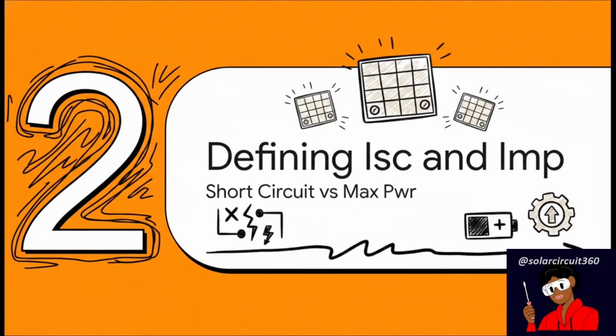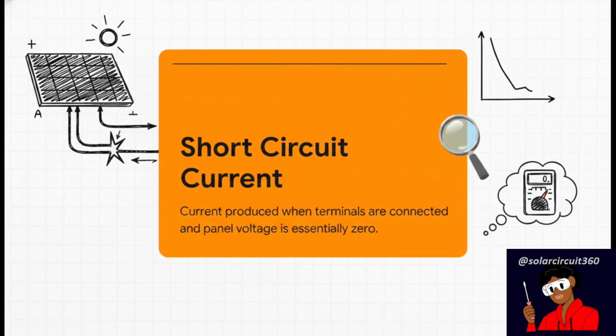Section 2. Defining ISC and IMP. Short circuit versus maximum power. First up, we have ISC, or short circuit current. This is the current produced when the positive and negative terminals of a solar panel are connected directly together through a very low resistance path. Think of ISC as an extreme operating condition. It's essentially the absolute peak current the panel can physically push out. But there is a major catch. In this short-circuited state, the voltage across the panel drops to essentially zero. So this metric is really just used for testing and safety design, definitely not for your normal daily power generation.